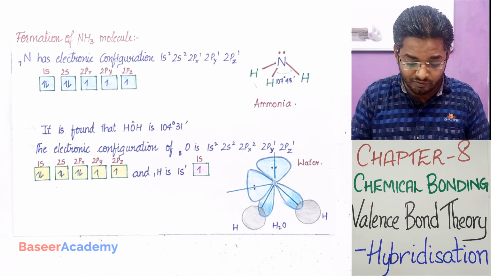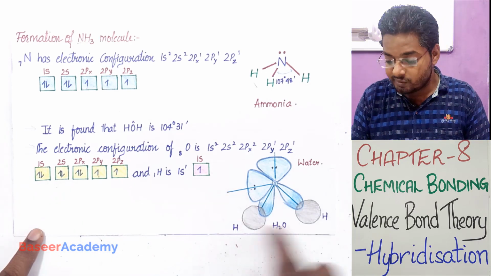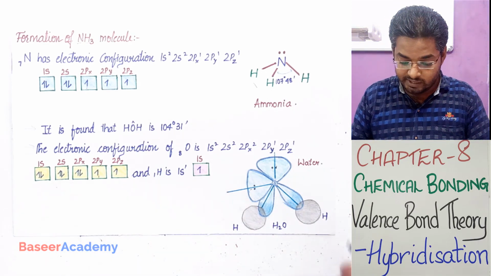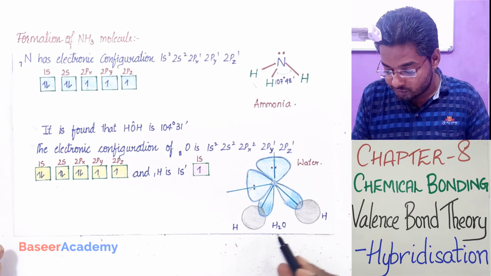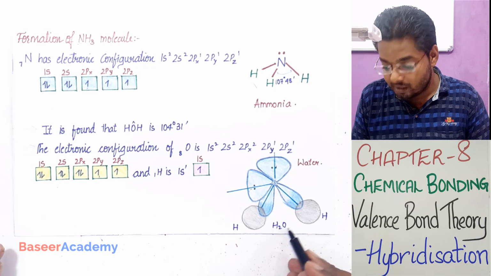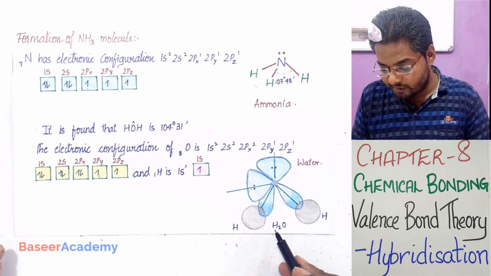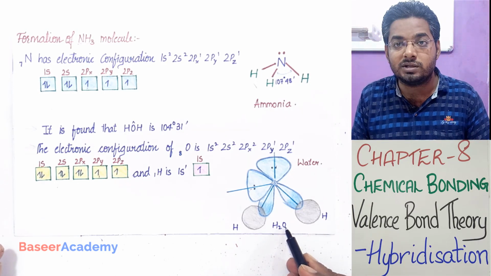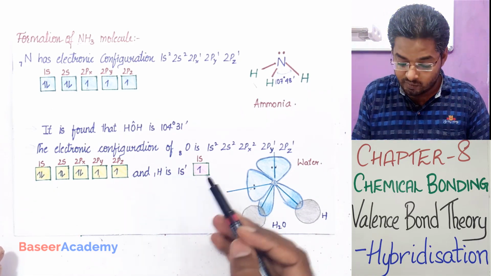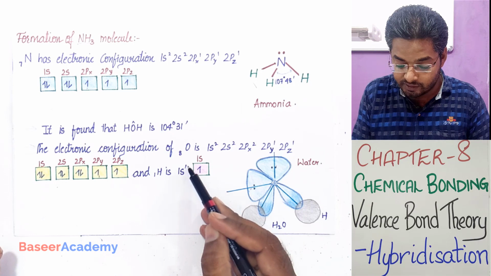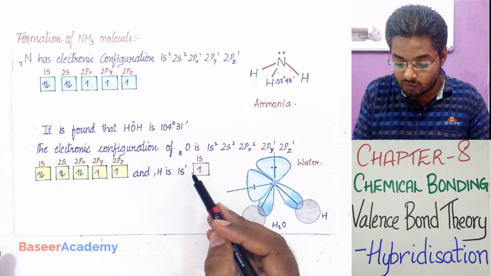Let us now consider the formation of the water molecule. We know that the chemical formula of water is H2O. So 2 hydrogen atoms and 1 oxygen atom. Let us see the electronic configuration of hydrogen and oxygen. The atomic number of hydrogen is 1, and the electronic configuration is 1s1, which means that it has 1 unpaired electron in the 1s orbital.